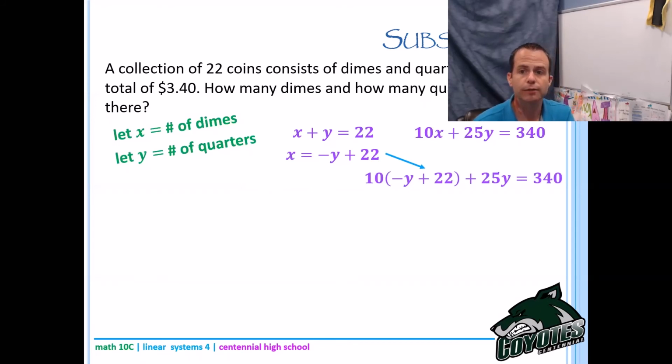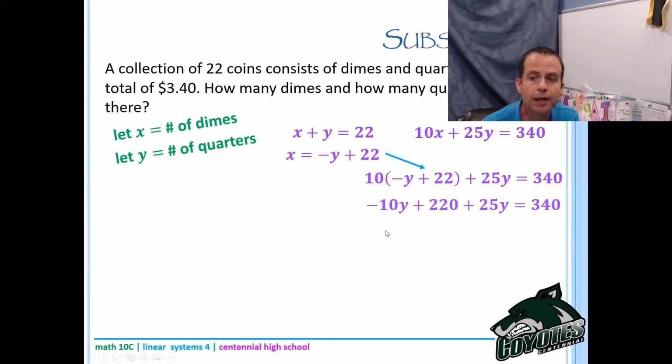Now I need to solve for y. So I'll distribute the 10 into both of those terms. That's going to give me negative 10y plus 220 plus 25y equals 340. Combine like terms, so that's going to give me 15y. And I'll have to subtract 220 from both sides, and then divide by 15. That gives me y equals 8.